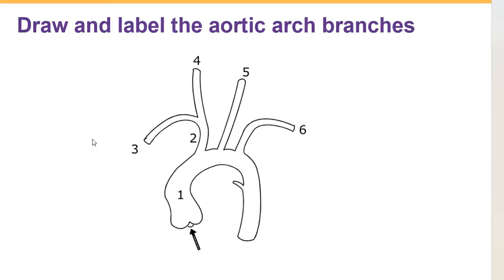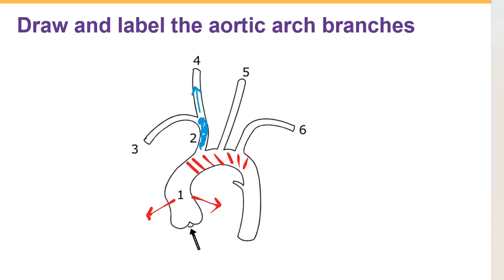Now, if you want to practice, you can draw and label the aortic arch branches which we have here. Our ascending aorta is giving these right and left coronary arteries, and then the aortic arch is giving these three branches. The first one is called the brachiocephalic trunk, like a tree trunk giving these two branches.